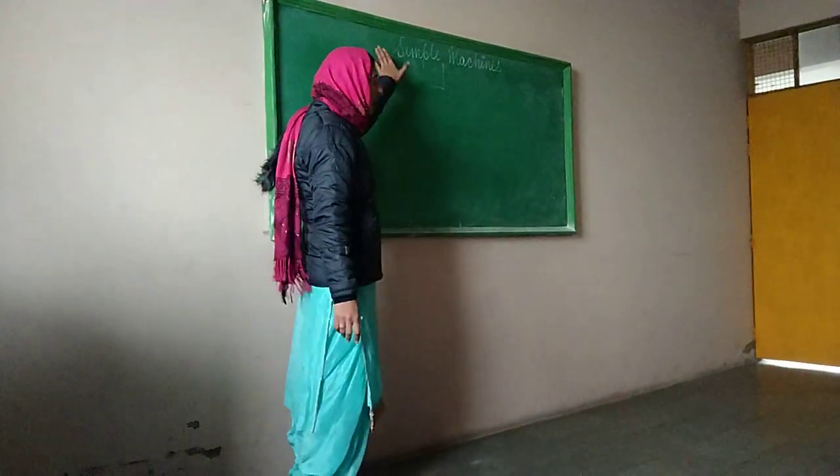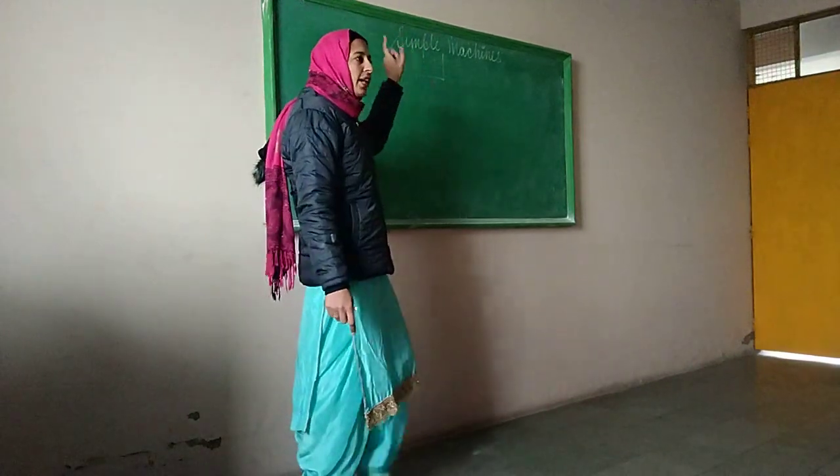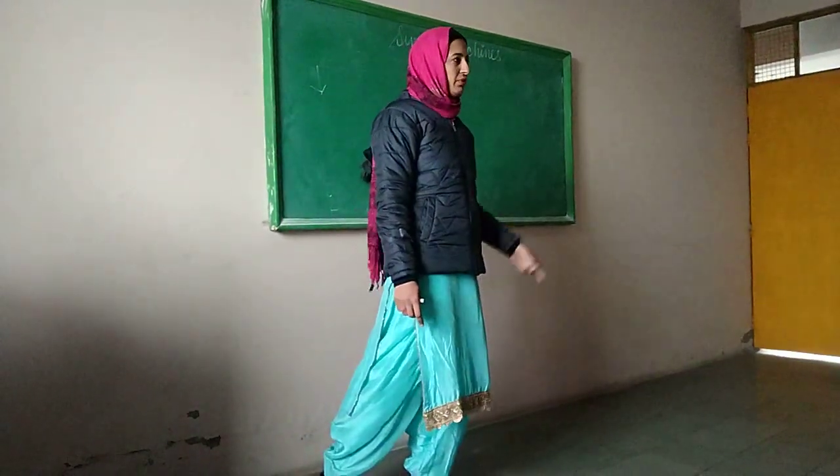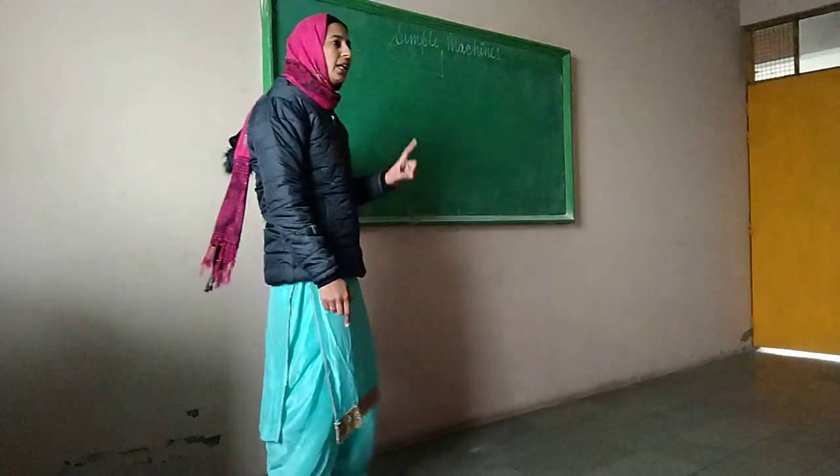Be simple machine. I have written on the board. You can easily see this simple machine, and I would like to explain further the types of simple machine. First type of simple machine will be an inclined plane.